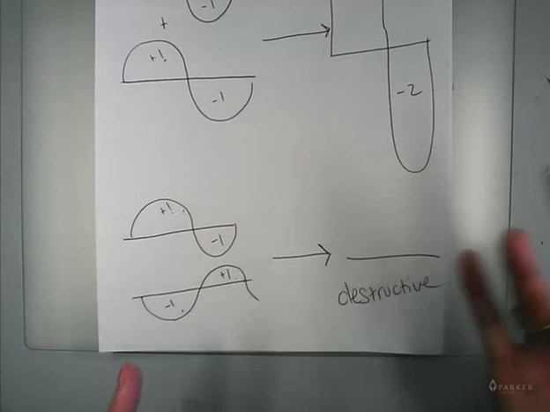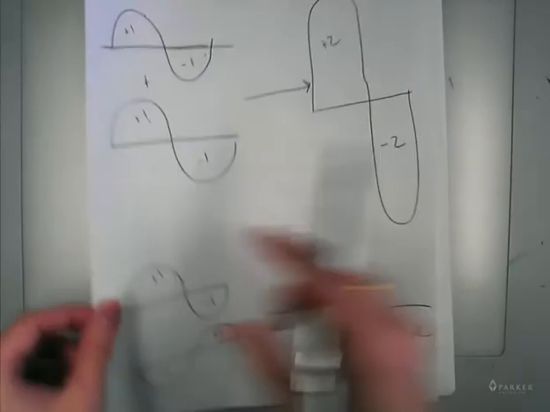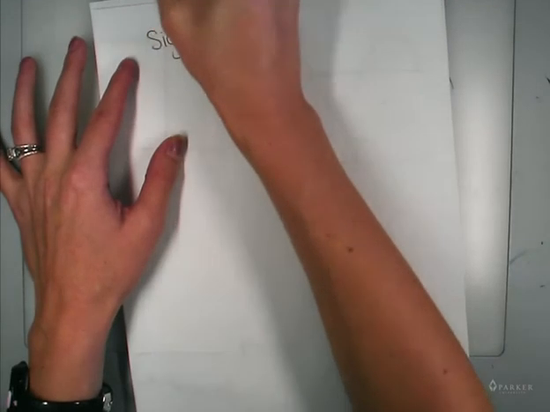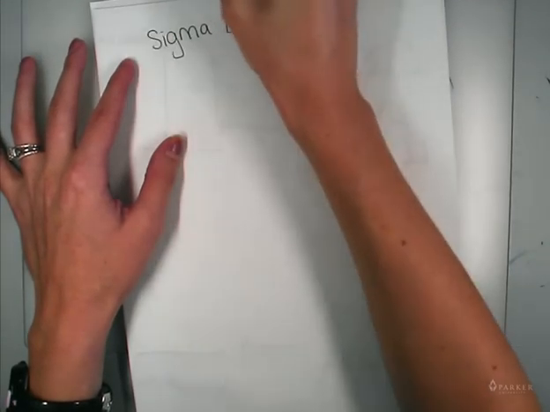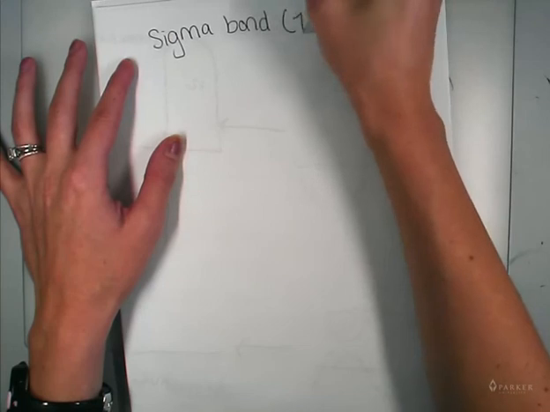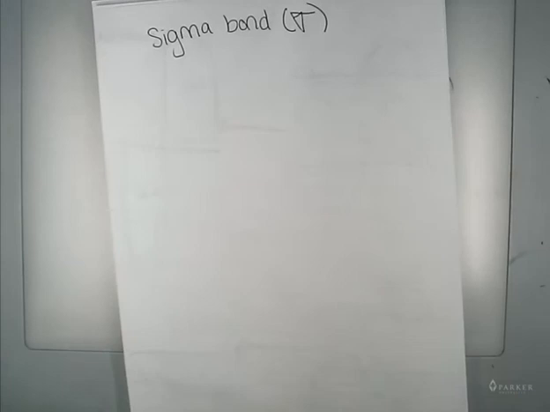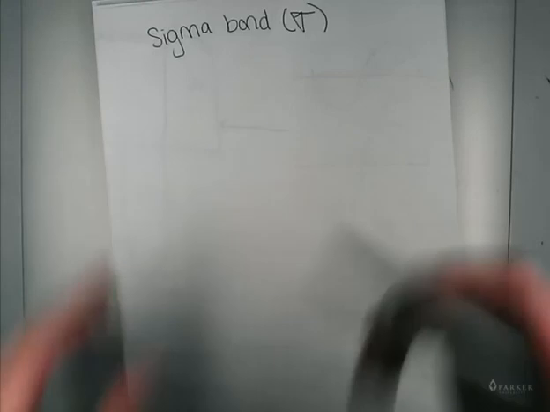So let's actually look at orbitals instead of waves. The first type of bond, because we want to bond things together to make new structures, is called a sigma bond. And the sign for that is this. A sigma bond means you're going to overlap orbitals in one area. Okay, so let me draw that to show you what in the world I'm talking about.